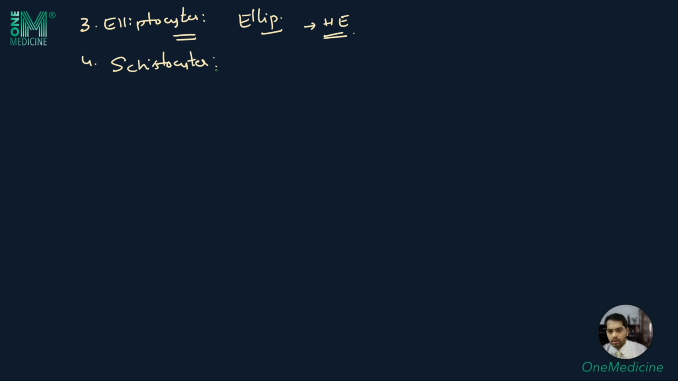Third example of poikilocytosis is elliptocytes. These are elliptical cells as mentioned in the name. They are seen in hereditary elliptocytosis. Fourth is schistocytes. These are broken cells or broken RBCs. They are also called fragmented RBCs.